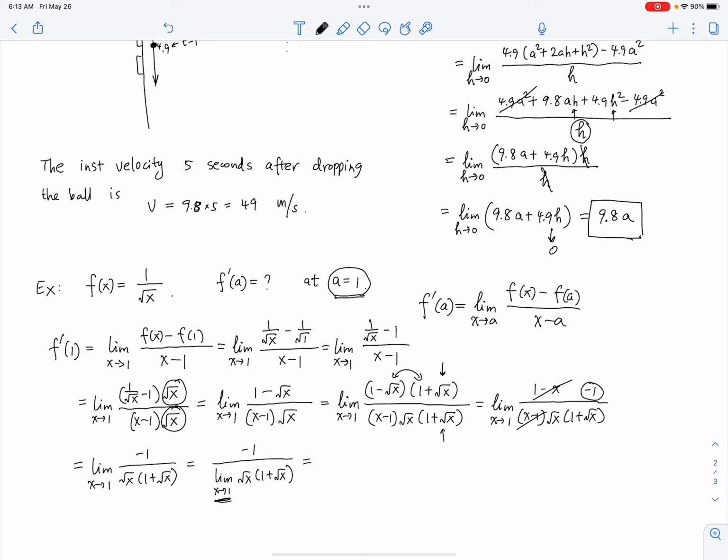Now, if x goes to 1, what do you have here? This will go to square root of 1. That's still 1. And the second term will be 1 plus square root of 1, right? That's 2. So what you have is negative 1 on the top and 2 on the bottom. Okay, so the derivative of this function, 1 over square root of x, is negative a half at x equal to 1.